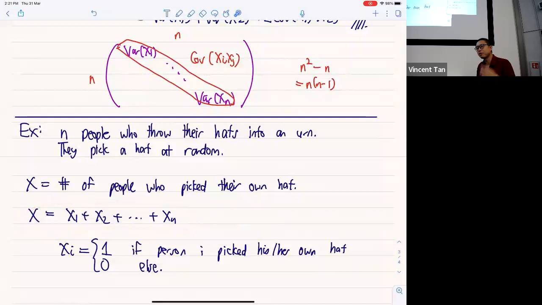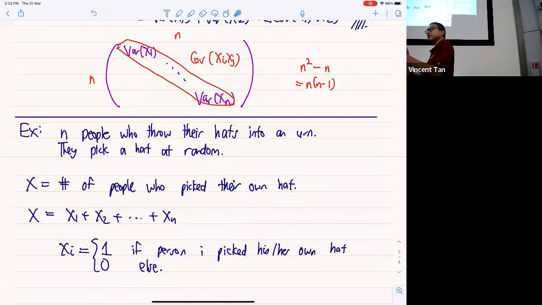Okay. Suppose there are 2 people and 2 people throw their hat into an urn, right? And I pick my own hat. Suppose the 2 people are myself and Oliver only. I pick my own hat. Did Oliver pick his own hat? Must be yes, right? Because there are only 2 hats in the urn. And if I pick my own hat, Oliver must have picked his own hat. So if you know that X of me is 1, you know that X of Oliver is also 1. Right? So the 2 random variables, X1 and X2, are very much not independent.